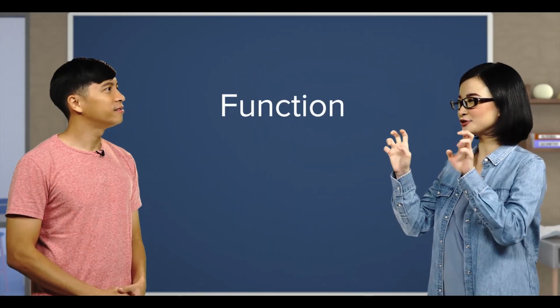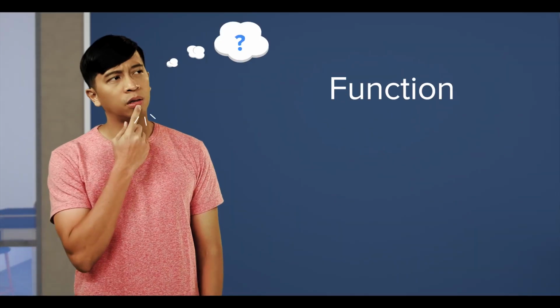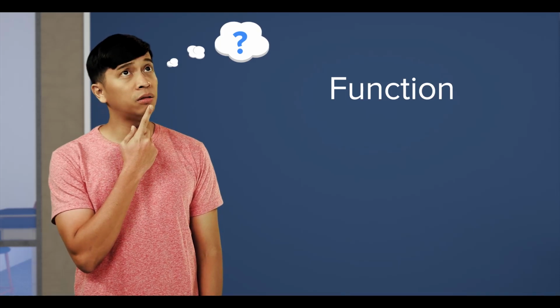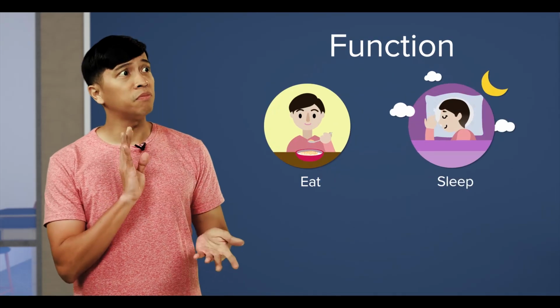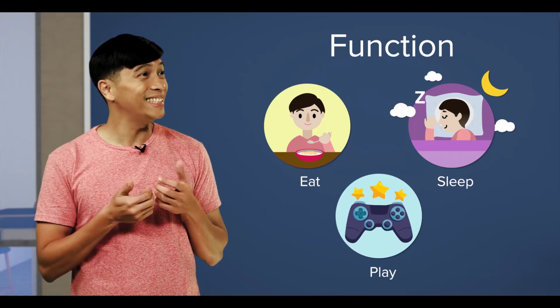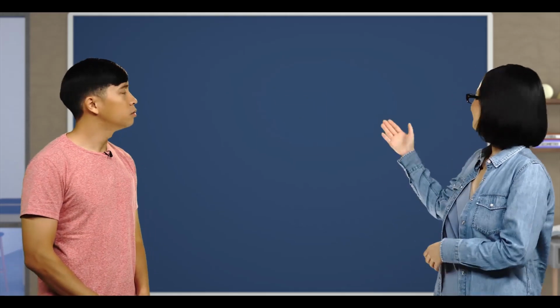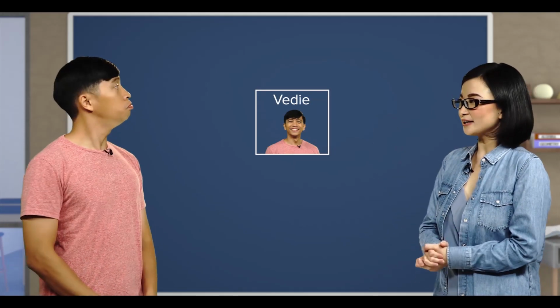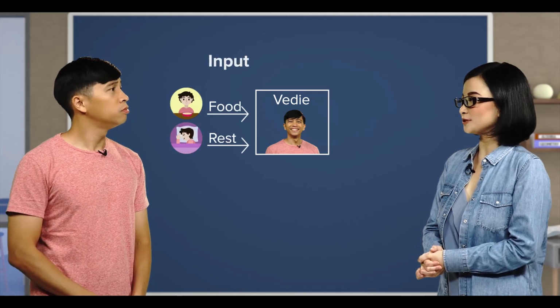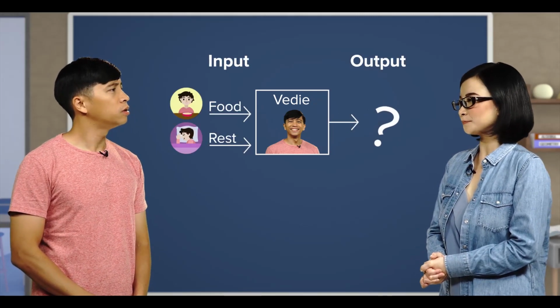What is the function of u? Function? Eat, sleep, and play games. I'm not asking you what you like to do. Look, if this box is u, and I input food and rest into the box, what would the output be?